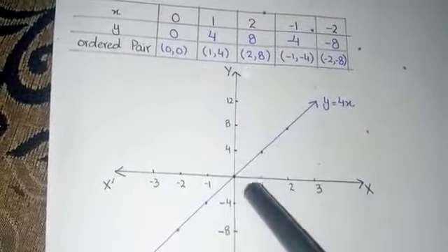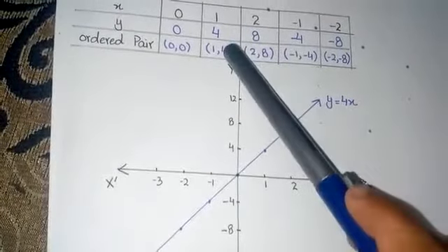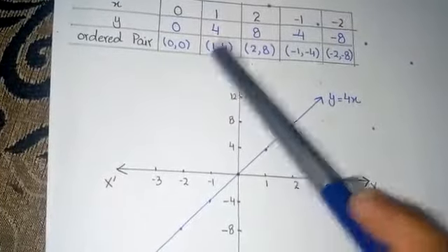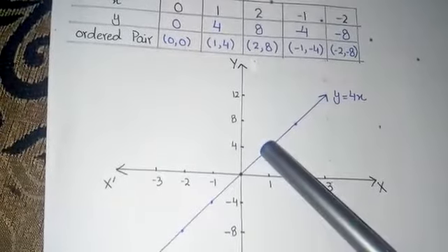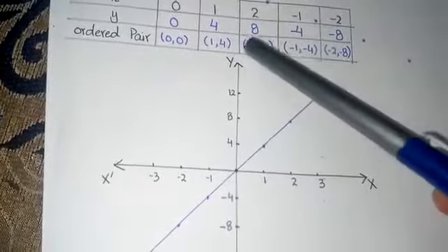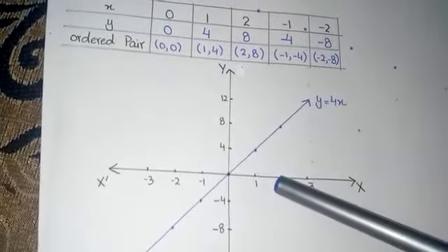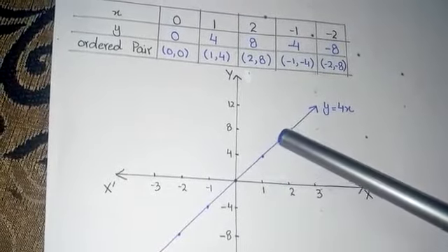(0, 0) is the origin. Here it is. (1, 4). 1 is the value of x. Here is the 1. And y is the value of 4. So this is the point. Then (2, 8). x is 2. So here is 2. And for 8 we will move here.